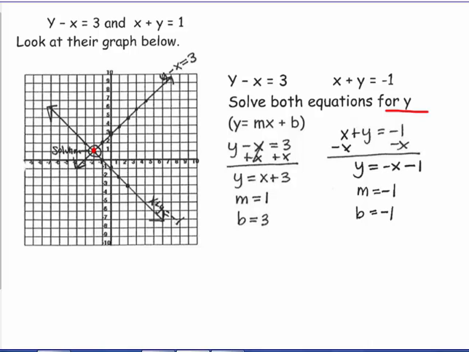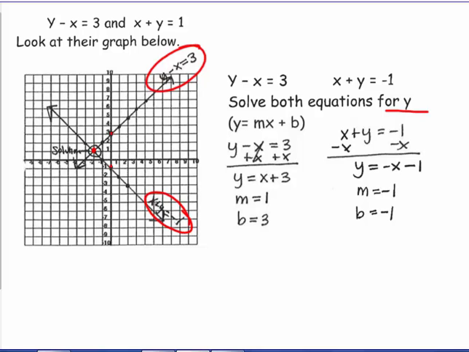The slope is 1. The y-intercept is 3. That's the equation right here, the positively sloped line with the y-intercept of 3 there. And then the second equation, solve for y equals negative x minus 1, having a negative slope and a y-intercept of negative 1. That's the second equation. And these two equations intersect at the point negative 2, 1.